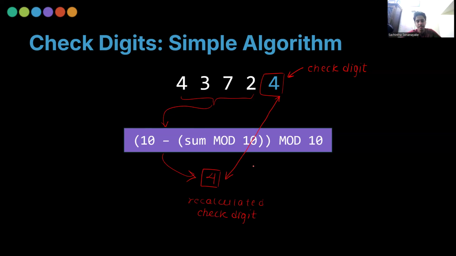If they are the same, then you know that the data is valid, right? You don't verify the data, you ensure that the data is valid. If they are the same, then you can say that it is valid. Perfect. So there you go.